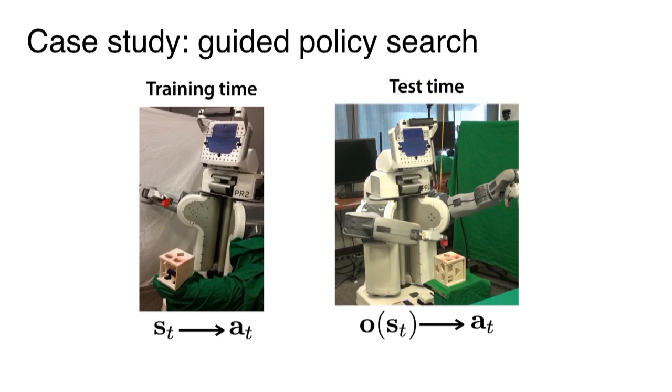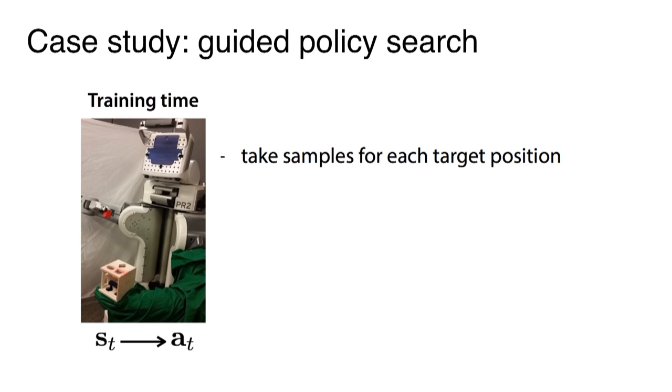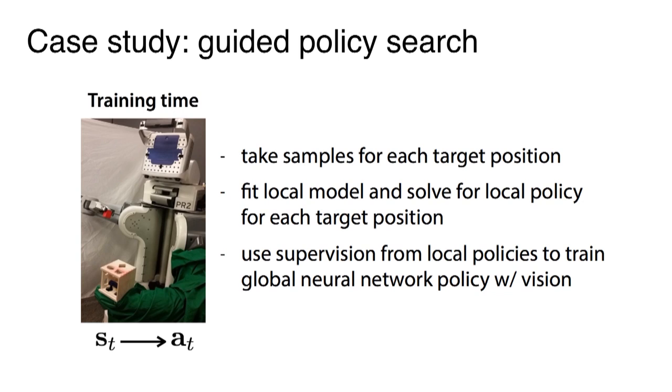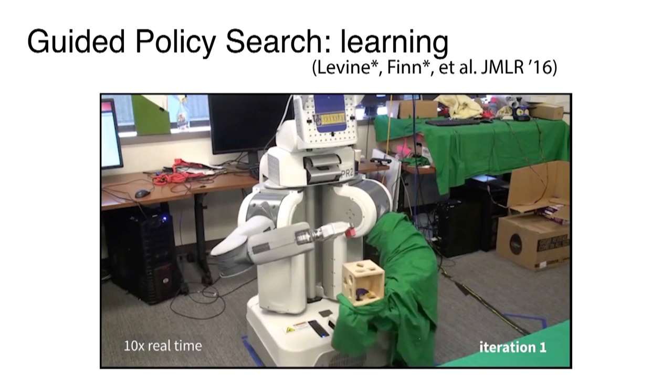Well, what we can do is we're going to assume that we know the target position. We can take samples for each target position and optimize local controllers for each of those target positions, fit a local model, solve for the local policy for each target position, and then use supervision from the local policy to train a global neural network policy. And instead of giving the global neural network policy the target position, we're only going to give it the image, the image that is observed from the camera. So as a result, you can learn vision-based policies.